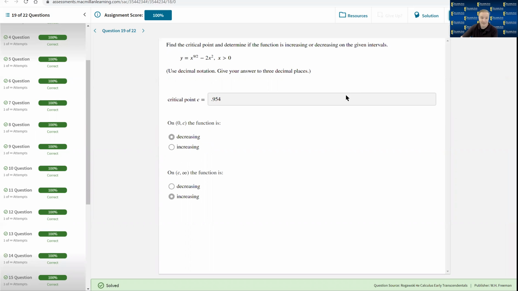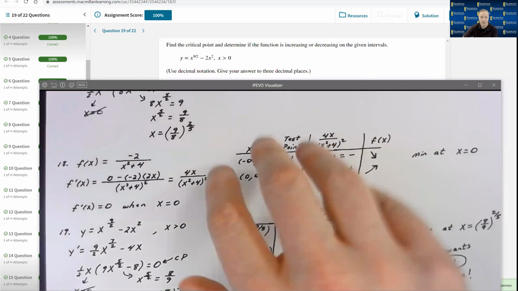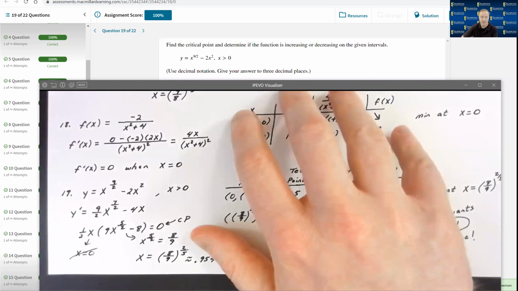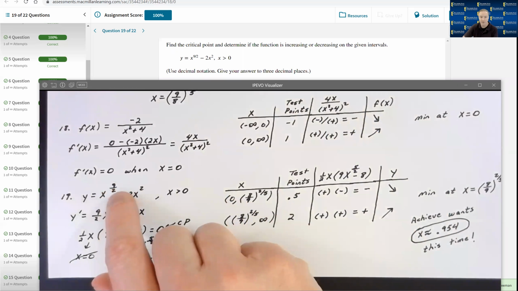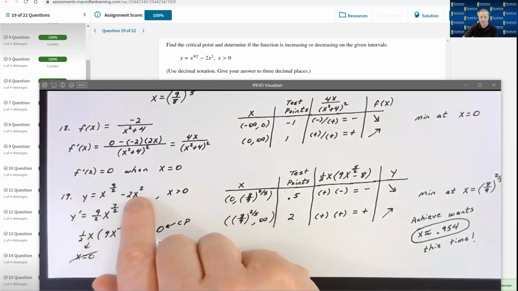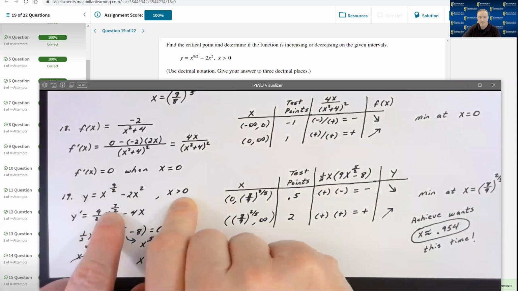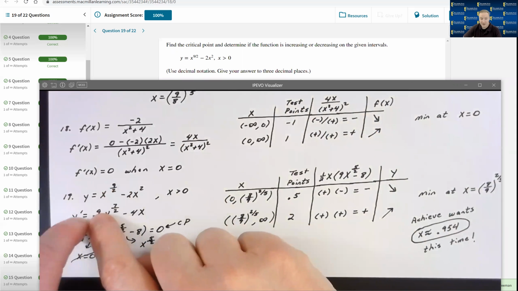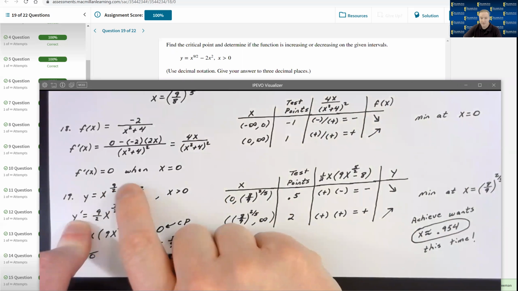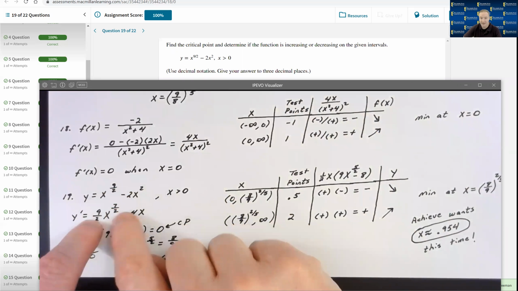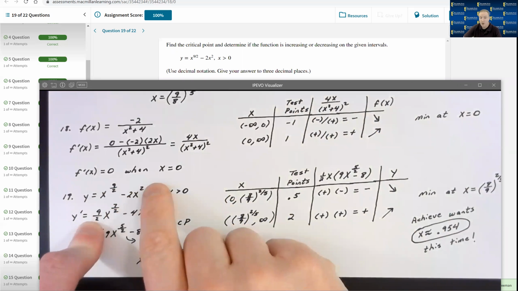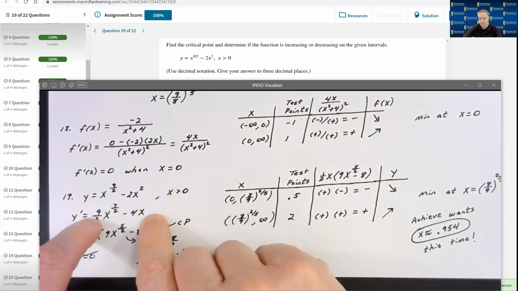When I look at 18, it continues the trend of number 17, where it brought in a root function. Again, we have the 9 over 2 power. This is understood to be the square root of x to the 9th power minus 2x squared. Again, they're restricting the domain for us to values of x that are positive. Okay, so now when I try to find my critical points, I take the derivative. Power rule on both terms: 9 over 2 x to the 7 over 2 minus 4x to the first.